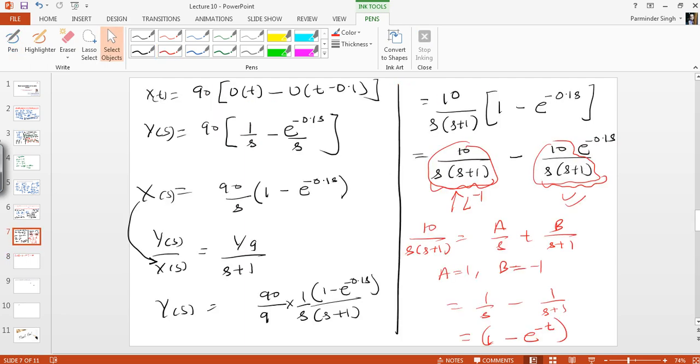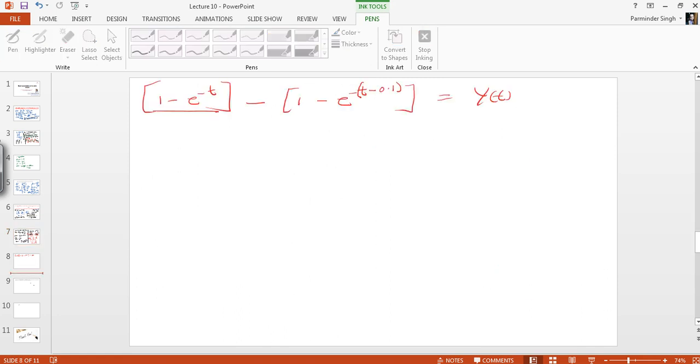Now again you see over here, this was your y(s). Now we need to take the Laplace inverse of this to calculate y(t). Y(t) can be calculated in a simple way. First we need to find the Laplace inverse of the term that we have already calculated, that is 1 minus e to the minus t, written over here. Again for this term, 10 over s into (s plus 1), that is already repeated, so we can write the same term again, but wherever t is occurring, we subtract 0.1 from that t, so this becomes this term.